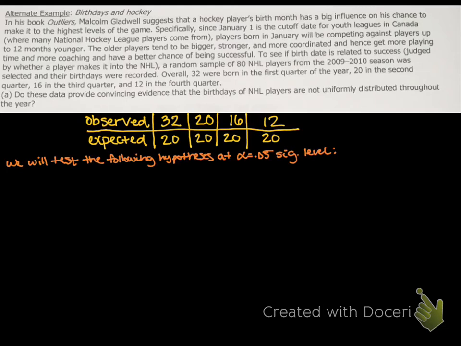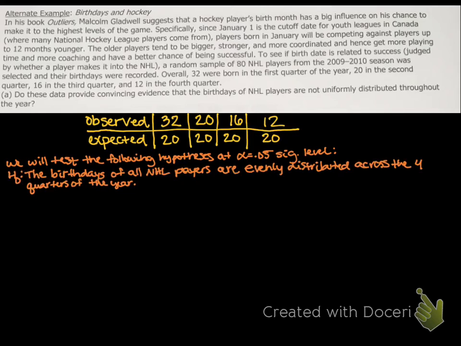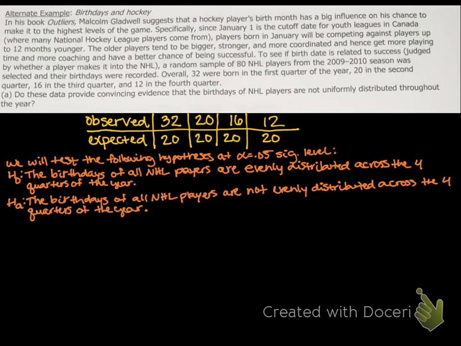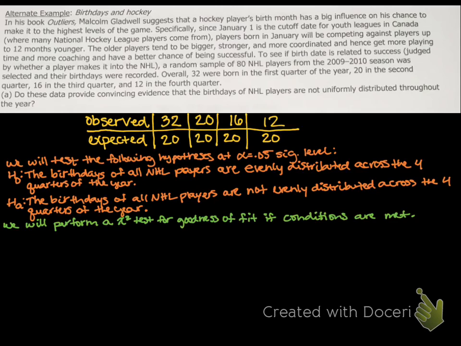We will test the following hypotheses at the alpha equals 0.05 significance level. H sub O. The birthdays of all NHL players are evenly distributed across the 4 quarters of the year. You could have said evenly, the problem said uniformly, either one would work. H sub A. The birthdays of all NHL players are not evenly distributed across the 4 quarters of the year. We will perform a chi-squared test for goodness of fit if conditions are met.